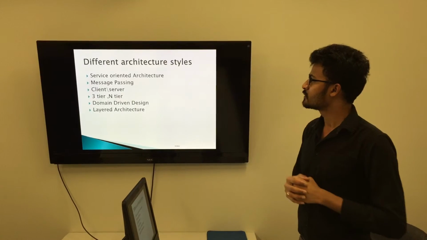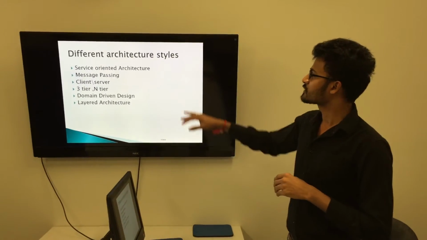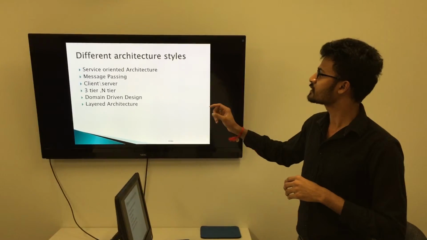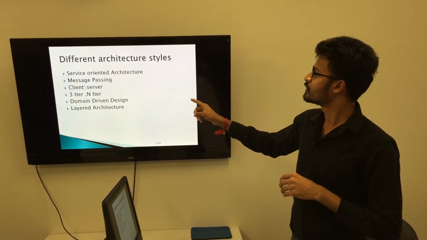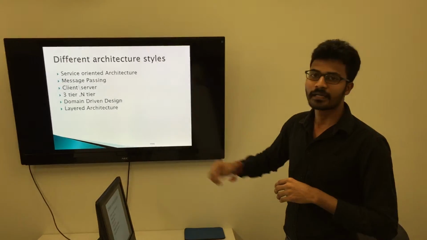Different architecture styles. We do have some architecture styles like service oriented architecture, message passing, client server, 3-tier, n-tier, domain driven design, and layered architecture.